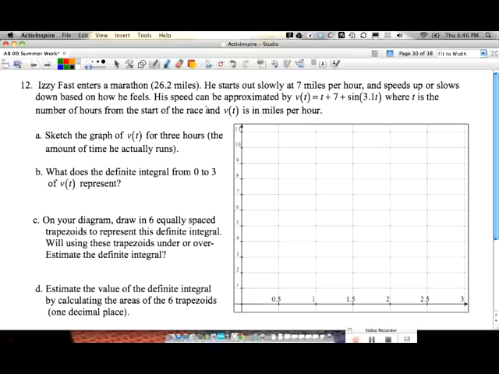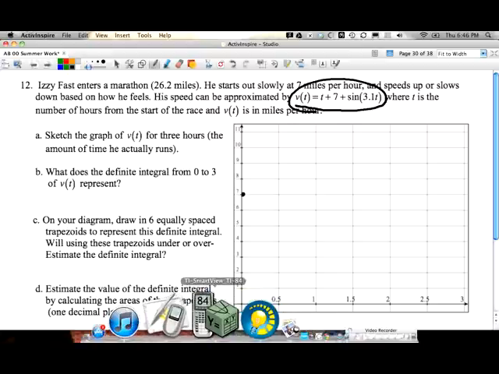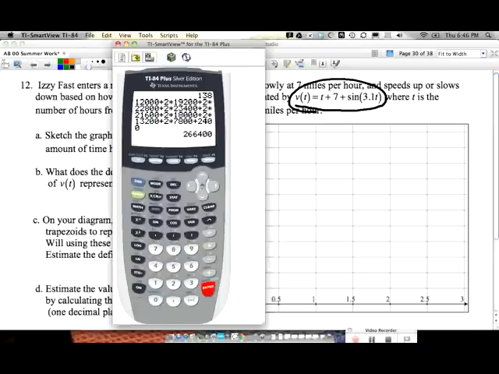Alright, now as we're looking through this next one, we're going to try and do two problems in this video. So keep pushing through. So we got this function. They actually give us a rate right here. He starts out slowly at 7 miles an hour, so we're going to start about here, and speeds up or slows down based on how he feels. So we got to first plug in that function and see what we get.